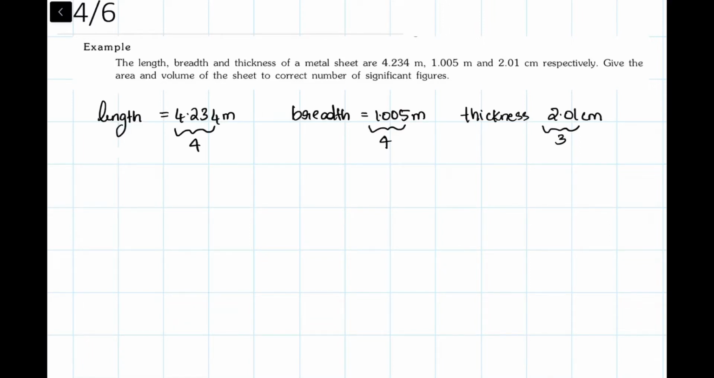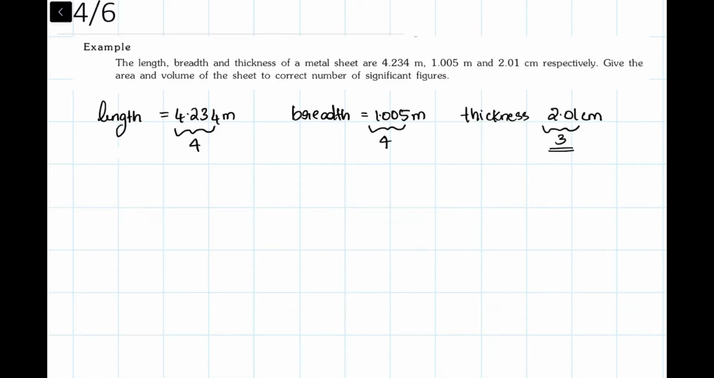So if you do any kind of multiplication or division procedure, what you have to make sure is that the final result should have the least number of significant figures as that of the given numbers. Which are the given numbers? Length, breadth, thickness. Which one is having the least number of significant figures? Thickness is having the least, and it is 3. So the final answer should have 3 significant figures.